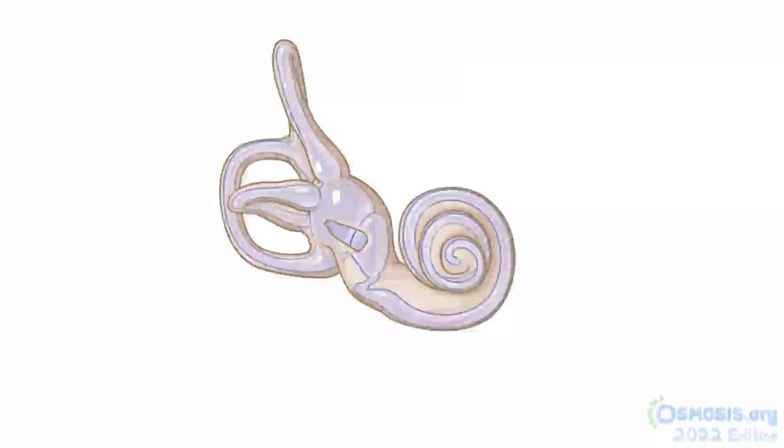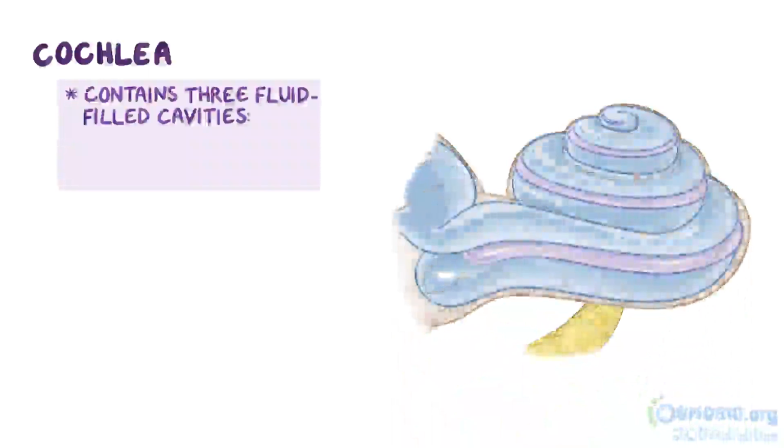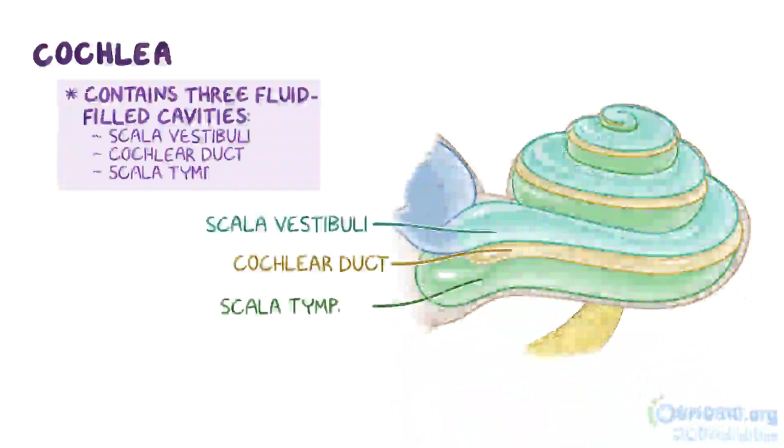Now let's switch gears and look at the structures responsible for hearing, starting with the cochlea. The cochlea is a bony tube that spirals on itself, resembling the shape of a snail shell, and contains 3 fluid-filled cavities called the scala vestibuli, the cochlear duct, and the scala tympani.